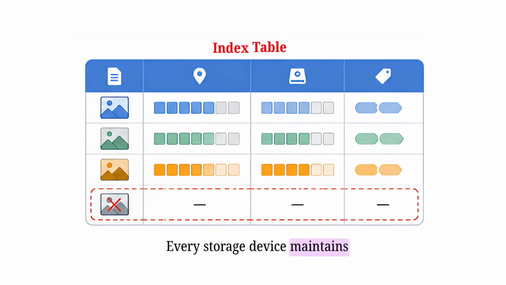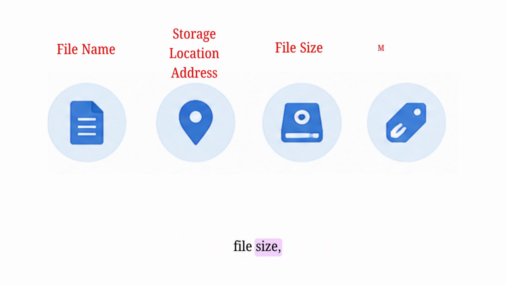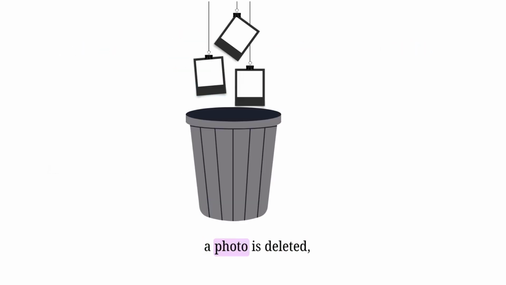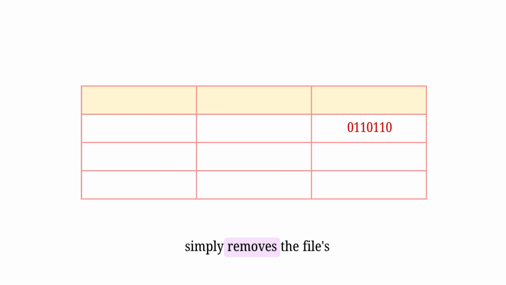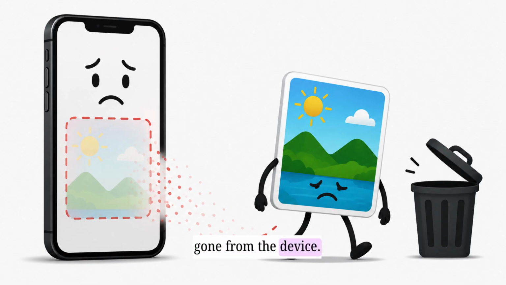Every storage device maintains a table or index that tracks where files are stored. For example, it may contain information such as file name, storage location address, file size, and other metadata. When a photo is deleted, the operating system simply removes the file's entry from this table and marks the storage space as available for future use. The photo data itself usually remains there until another file is written over that space. Once new data overwrites those storage blocks, the photo is truly gone from the device.